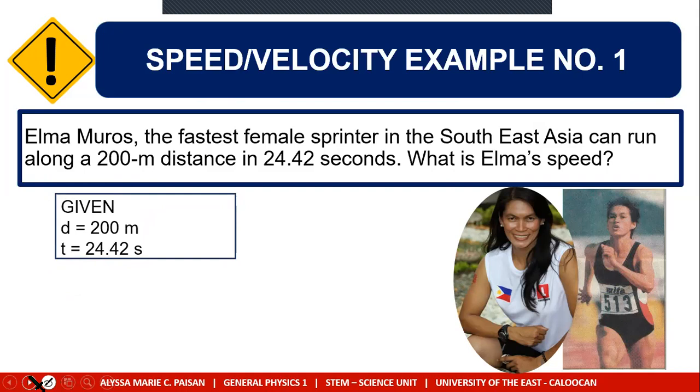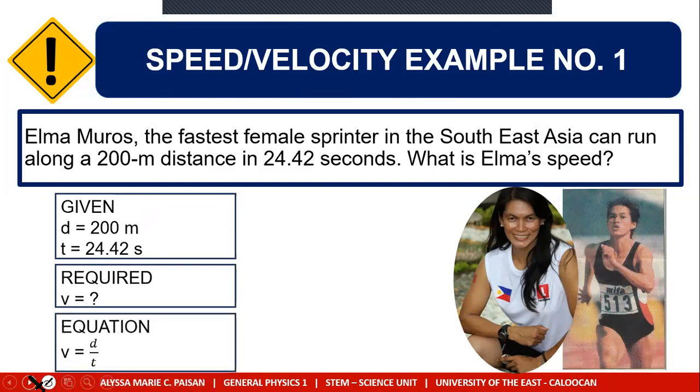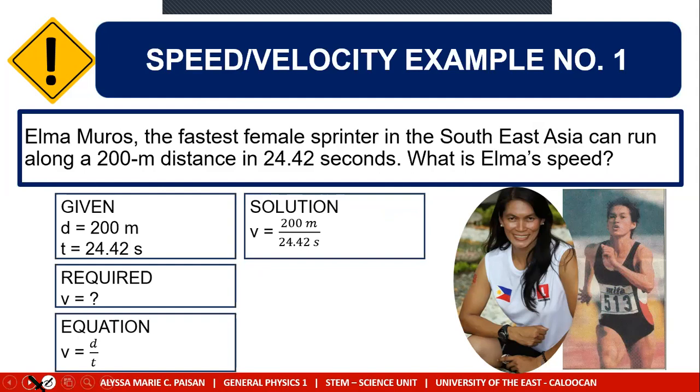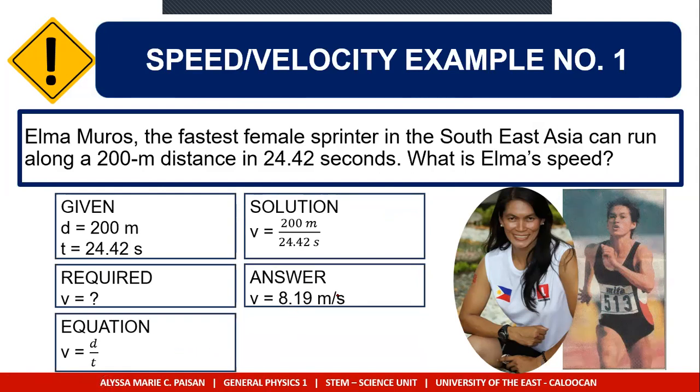Remember to use the symbols in writing down the given, the equations, the final answers, and even the required, instead of writing down the whole name of the quantity. For the required, we are looking for speed, and the symbol for speed is lowercase letter v that is not in boldface. The equation will be speed, or v, is equal to d over t. Let's substitute. That's 200 meters divided by 24.42 seconds. So the final answer would be 8.19 meters per second.